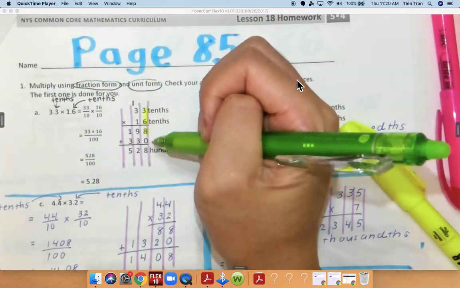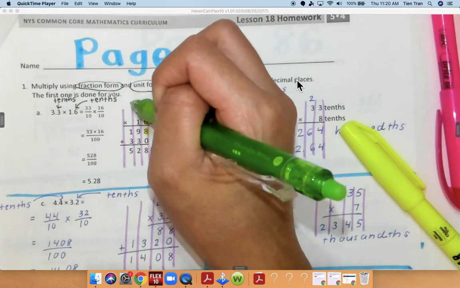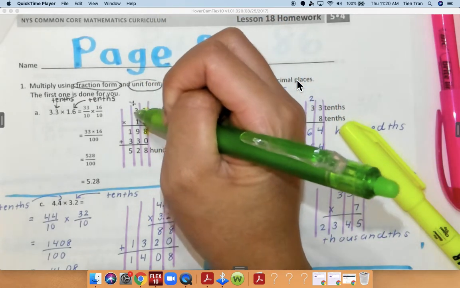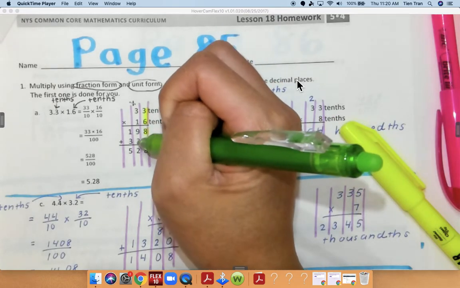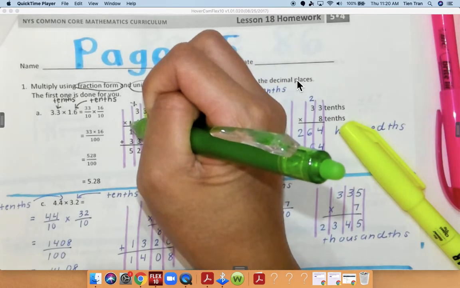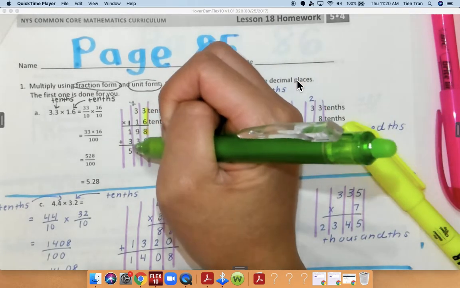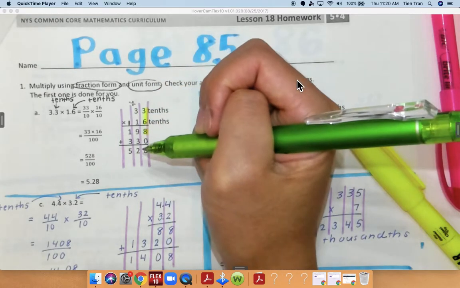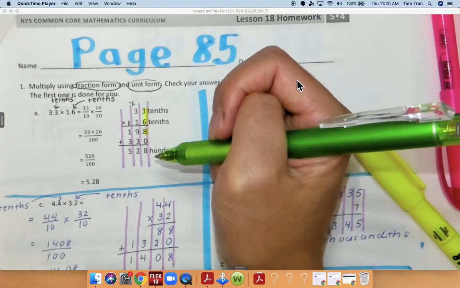Now I'm going to add my 0 because I'm multiplying in the tens place now. 1 times 3 is 3, and 1 times 3 again is 3. 8 plus 0 is equal to 8. 9 plus 3 is equal to 12. Don't forget to carry your 1, bring down your 2. 3 plus 1 is equal to 4, and 4 plus 1 is 5. So I have 528 hundredths.